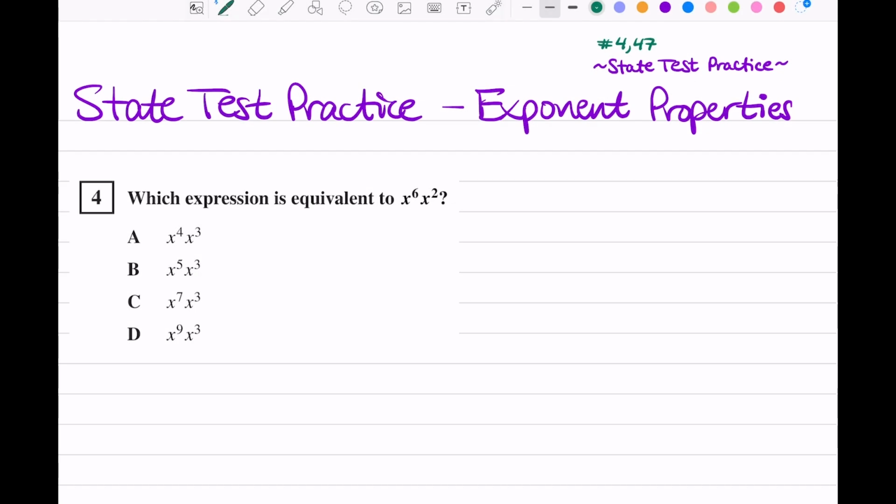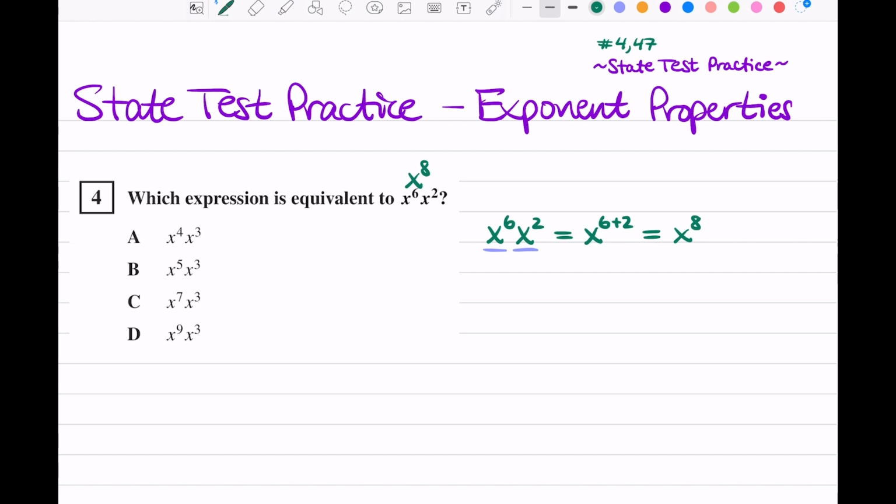Which expression is equivalent to x to the sixth times x squared? So x to the sixth times x squared, we can think of that as multiplying x 6 times, then multiplying x 2 more times. So essentially, we're multiplying x 8 times. Using our shortcut, we would write this as x to the 6 plus 2 power, which simplifies to x to the 8th. So the important thing to remember here is that we're multiplying x 8 times in total.